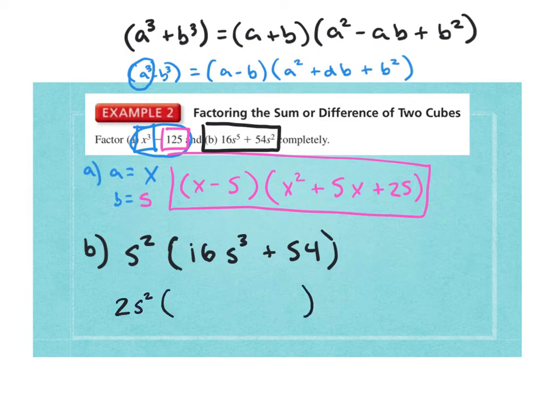What are we left with in the parentheses? Perfect. 8s cubed plus 27. So we just divided everything in our original starting problem by 2s squared. So we took out our greatest common factor. So this 2s squared that we took out is just going to stay in the front, hang along for the ride. Now, do we have the sum of cubes here?